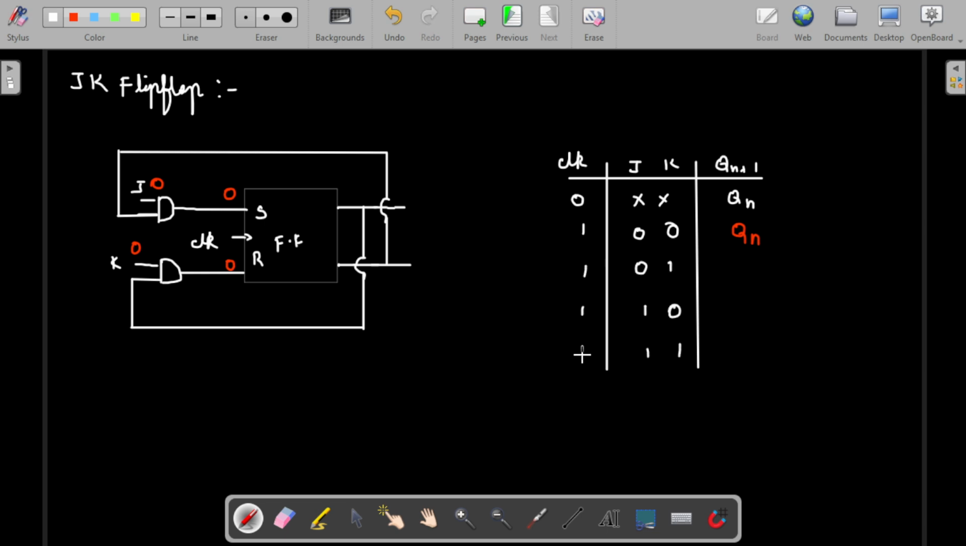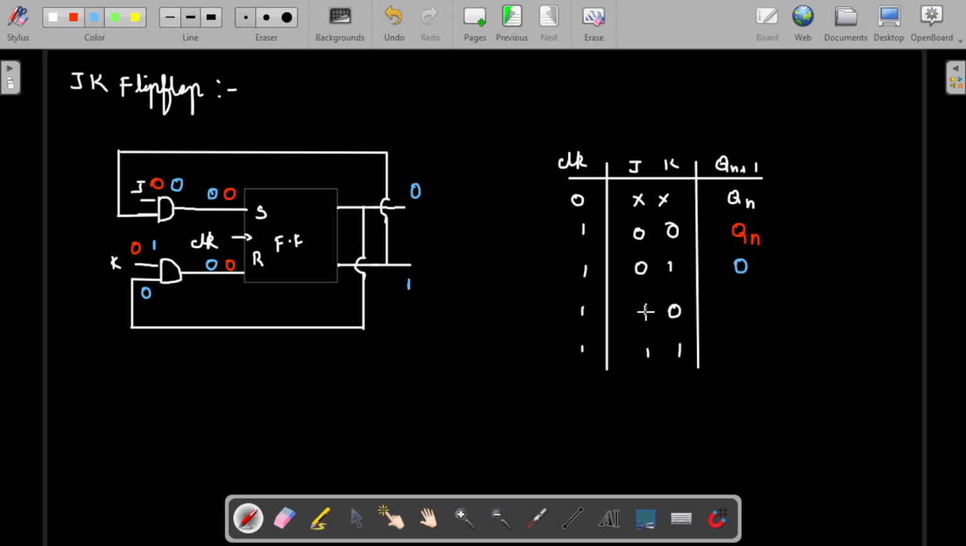The clock is 1, 1, 1. Let's see how the changes occur here. So here is 0 and 1. Let me use the blue color pen. If we give J equal to 0 and K equal to 1, the S value will be 1, but the R value depends on the previous output. For example, if the previous value is 0 and 1, this 0 will come as it is, so here also 0. So if the previous value is 0, the output also remains 0. So this is one case.